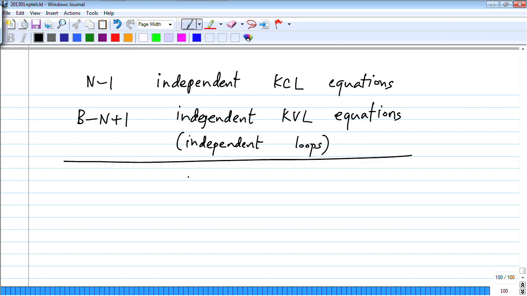Okay, so we have a total of B equations. But we had two B variables, right? B branch voltages and B branch currents. So we need B more equations. Where will they come from? The question is, between the KCL equations and KVL equations, together we have B equations. So where will the remaining B equations come from? If we have B branches, we have B branch voltages and B branch currents. To solve for two B variables, finally we need to have two B equations.